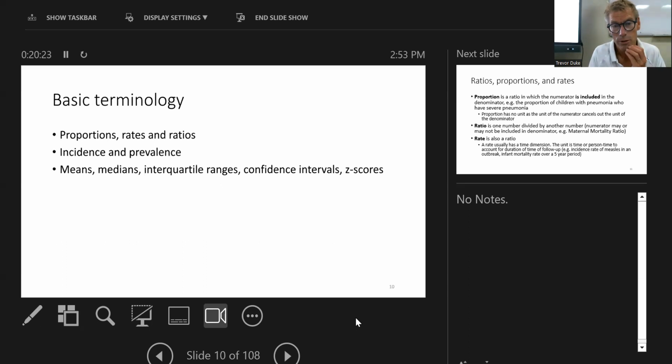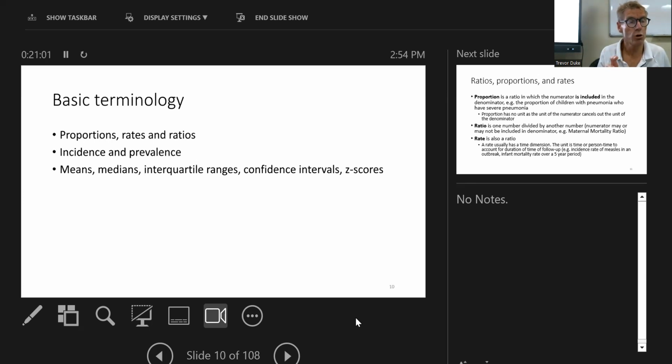Right? I'm going to talk about some basic terminologies today, and the ones I'll talk about are proportions, rates, and ratios. These are jargon terms, but I want to try to describe them so you understand, and talk about incidence and prevalence. If we get time, we'll talk about means and medians, interquartile ranges, confidence intervals and Z-scores. But I really want to aim to get past the first part first, because these are descriptive terminology.